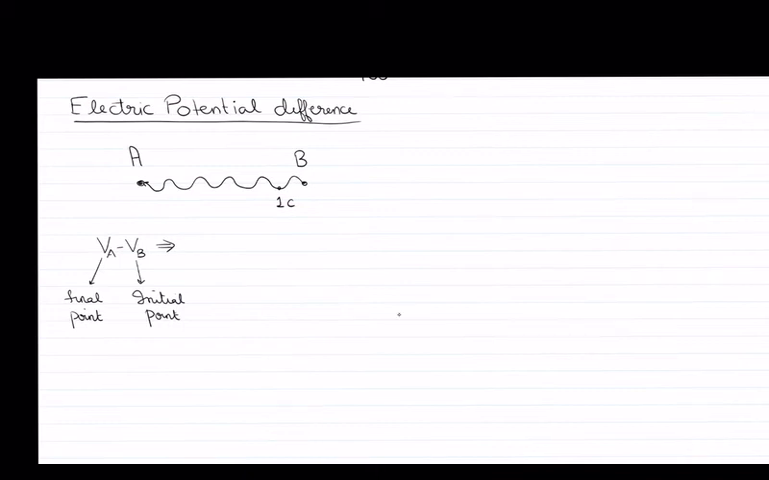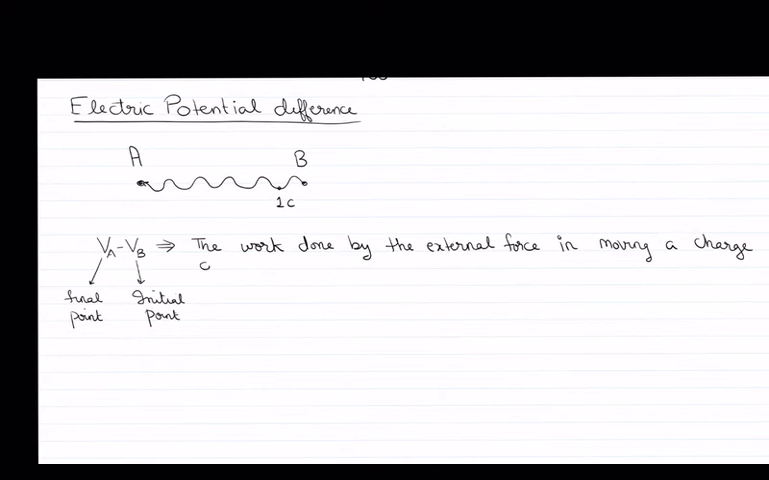So what is VA minus VB? It means the work done by the external force in moving a charge of 1 coulomb from B to A. We have to keep in mind that whatever is coming later, like B is coming later, so that is the initial point.